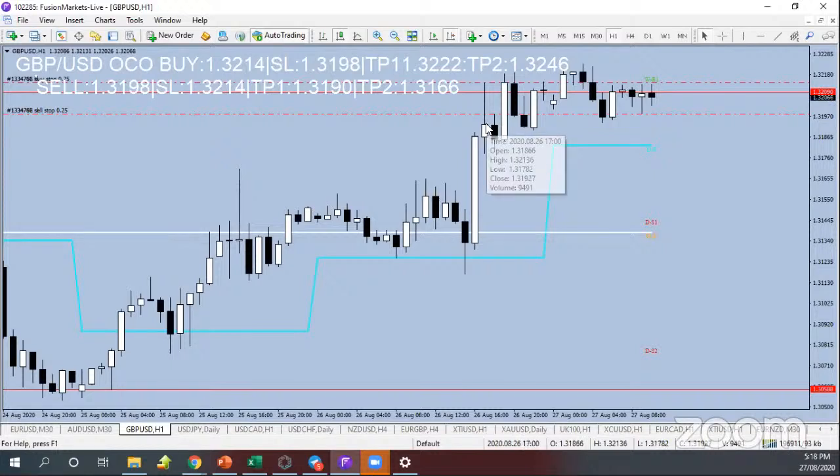TP2 is not your target. TP2 is a scale out or take profit area. And we'll leave a little bit open to see if that breakout actually turns into a trend or a big move. Either one would be just fine for me.